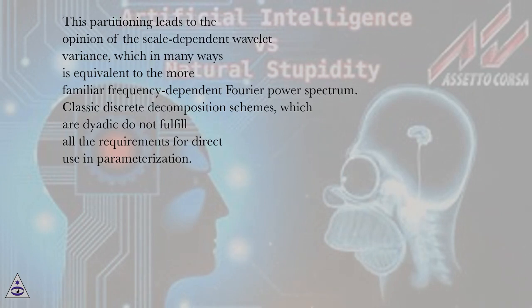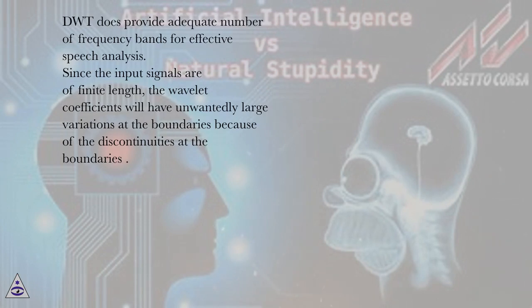Classic discrete decomposition schemes, which are dyadic, do not fulfill all the requirements for direct use in parameterization. DWT does provide an adequate number of frequency bands for effective speech analysis. Since the input signals are of finite length, the wavelet coefficients will have unwantedly large variations at the boundaries because of the discontinuities at the boundaries.